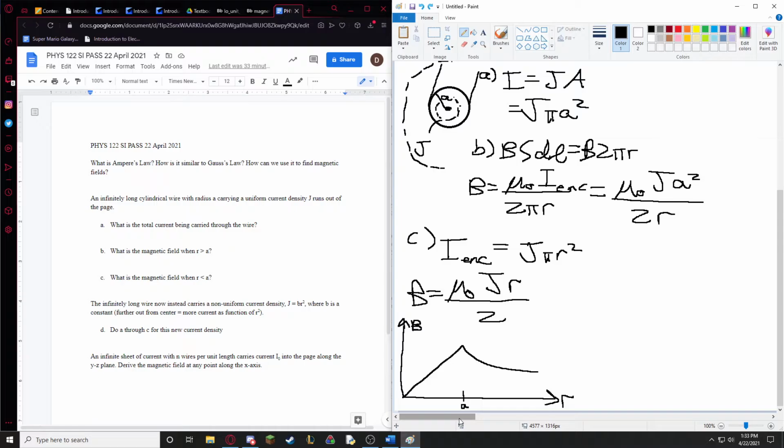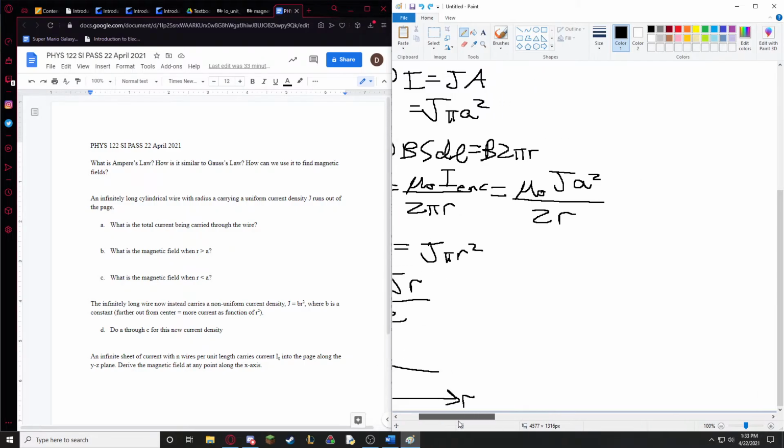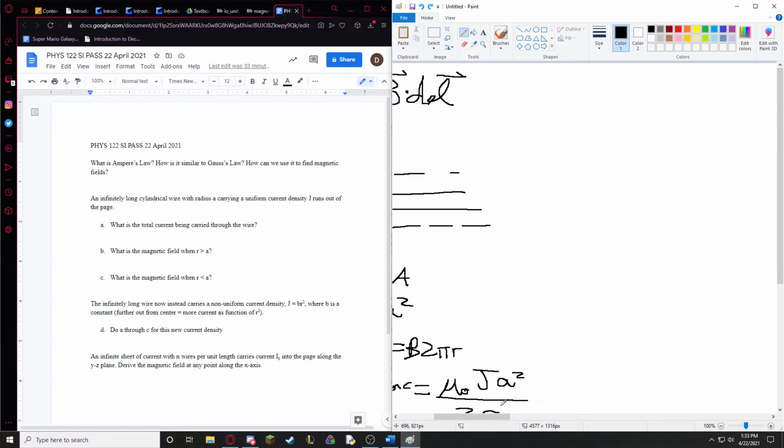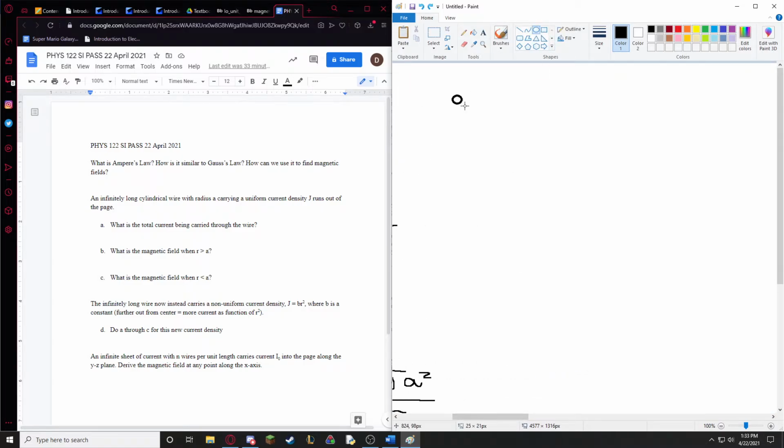Loads of fun. Yeah. So now we're going to take a look at an example where, instead of having a uniform current density J, we're going to have a non-uniform current density. J is equal to B R squared, where B is a constant. Essentially, the further out we go from the center, the more current there is per unit area. Let me draw a new wire cross section. It's also coming out of the page.